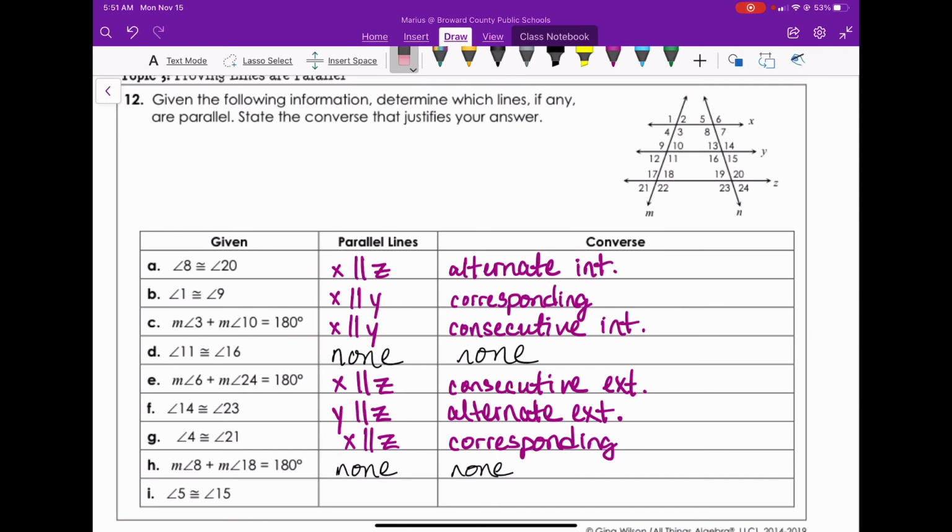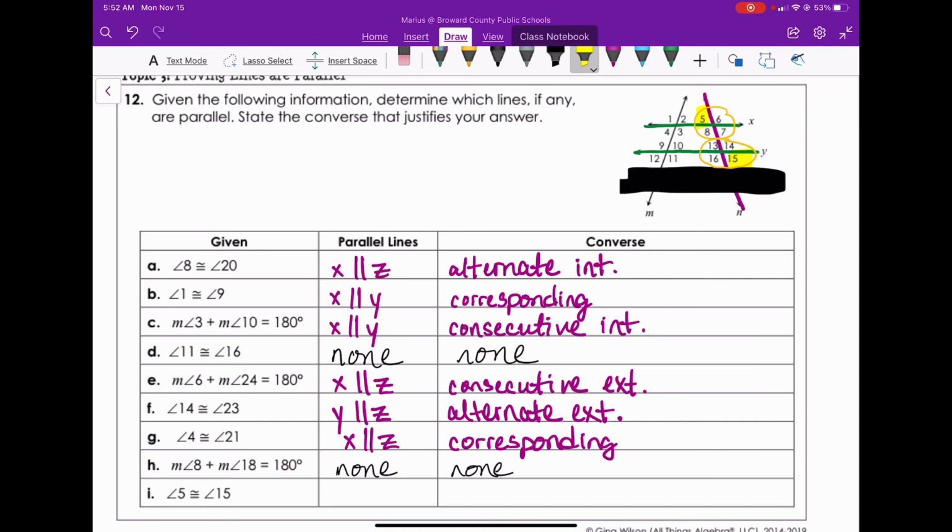And letter I, angle 5 and angle 15. Angle 5 and angle 15 are both on line N. Angle 5 is on line X. Angle 15 is on line Y, which means that we can ignore line Z. And angle 5 and angle 15, they're saying that they're congruent. Let's see if that's a real relationship. They're outside the two green lines. Another way of thinking about that, angle 5 and angle 15 are not between the two green lines. However, they're both on different sides of the purple line.